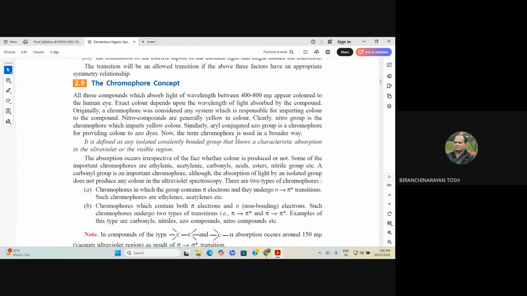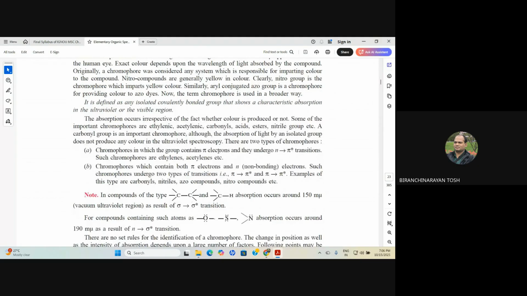Chromophore is defined as any isolated covalently bonded group that shows a characteristic absorption in the ultraviolet or visible region. The group is responsible for absorbing the characteristic light radiation, whether it is UV or visible. So the absorption occurs irrespective of whether color is produced or not, because they will absorb in the UV region. So color will not be produced because our eye can detect the visible region only.